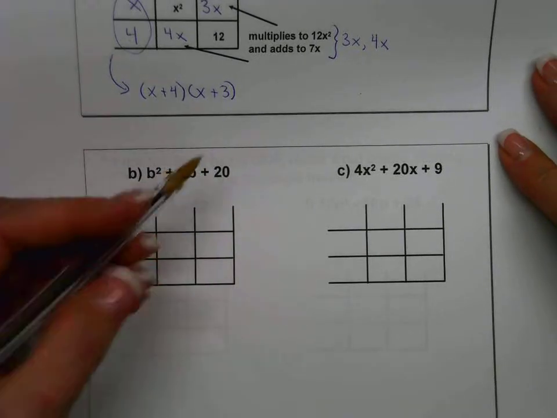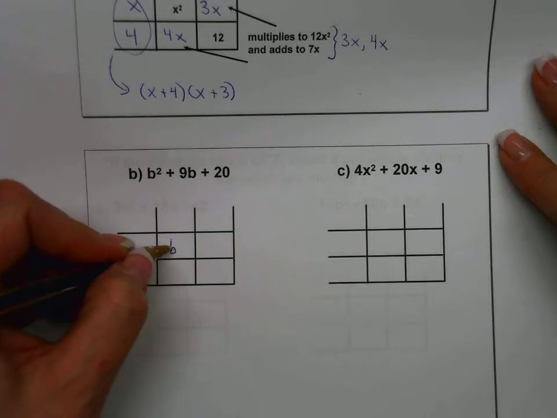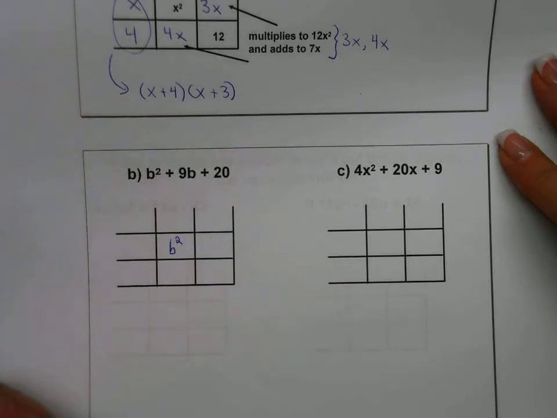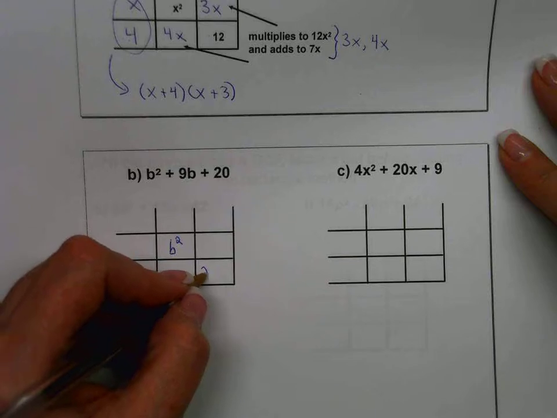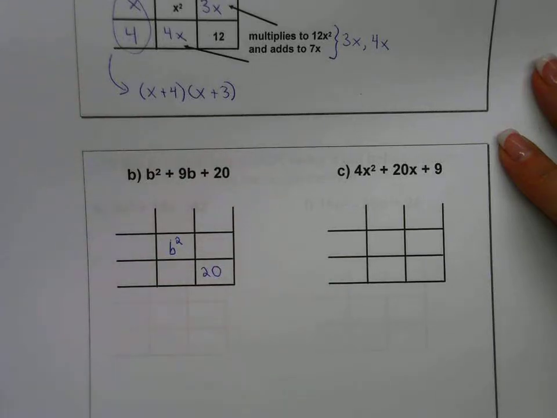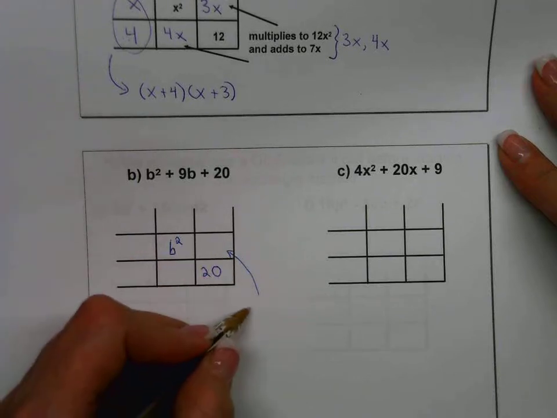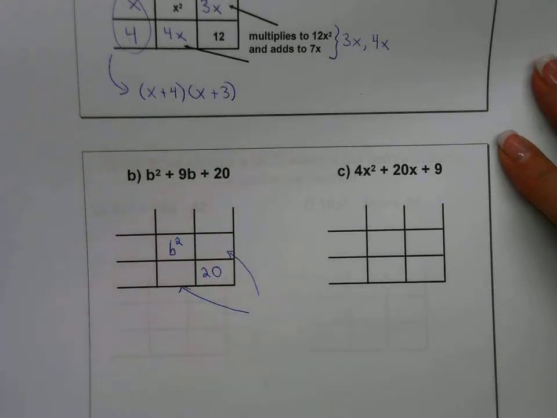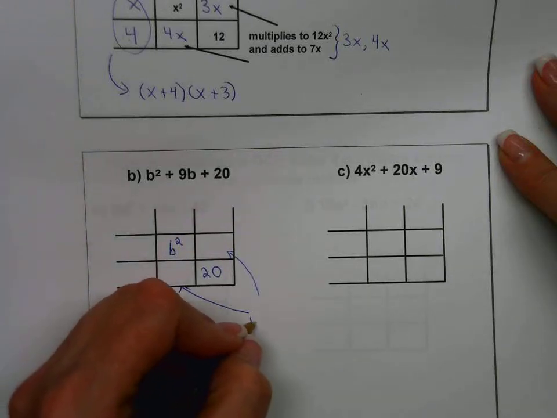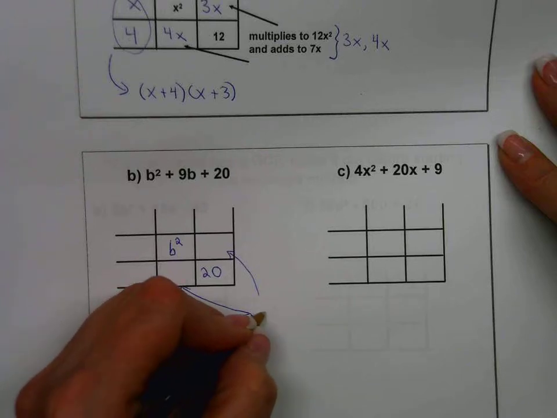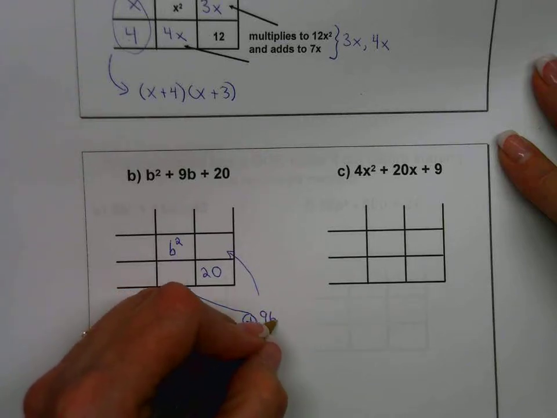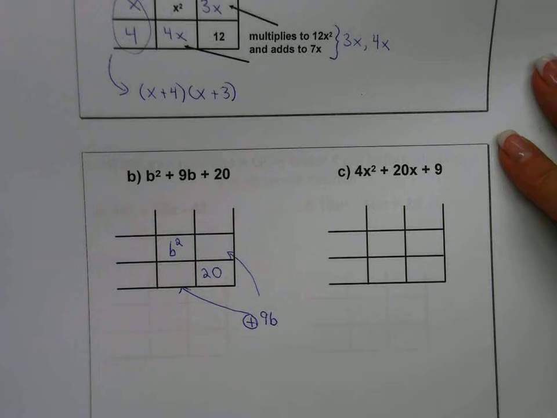I know that the b squared is going to be in the upper left-hand corner, and the 20 is going to be in the lower right-hand corner. The other two boxes have to combine together by addition to give me the 9b. So I'm looking for numbers and letters that will add together to give me a 9b.